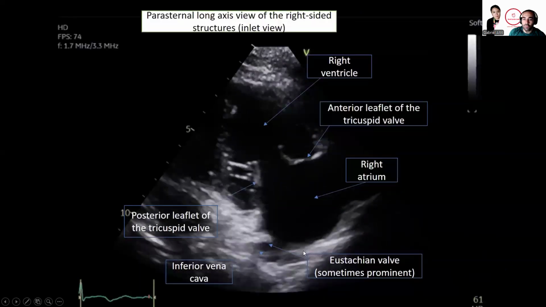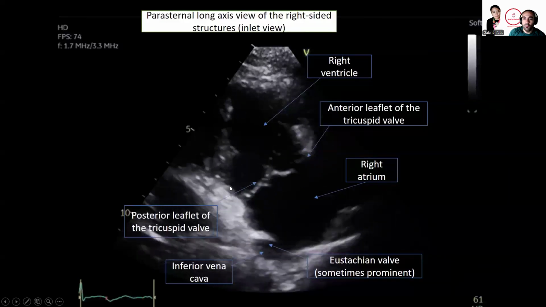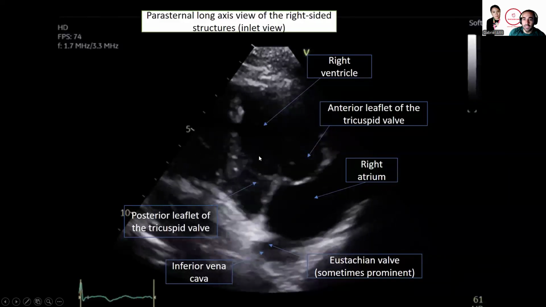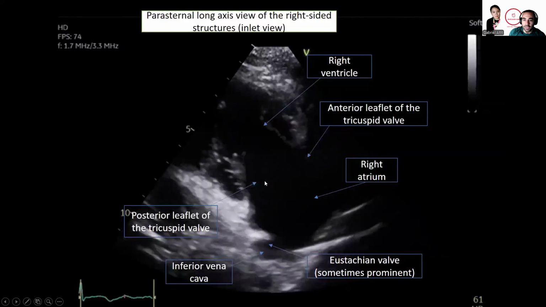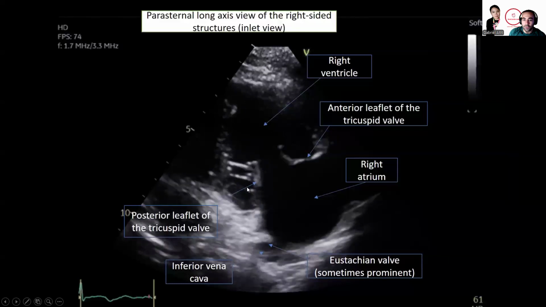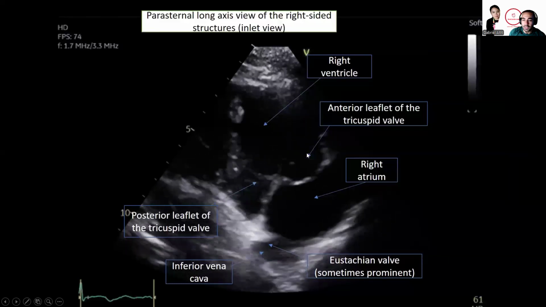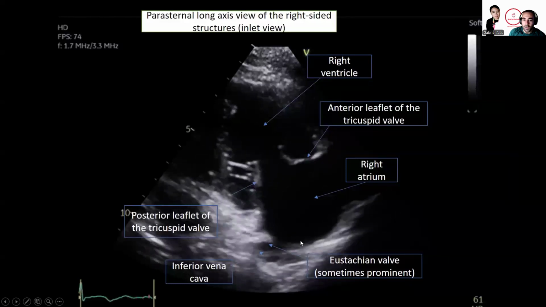When you angulate your probe more posteriorly, at this point, you can see more of the RV with the inflow portion of the RV, and you can see some of the three leaflets of the tricuspid valve. Here we see the posterior and the anterior leaflet of the tricuspid valve in this particular view. We can see the right atrium.